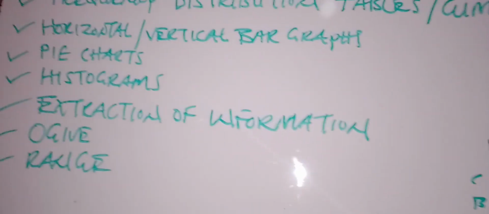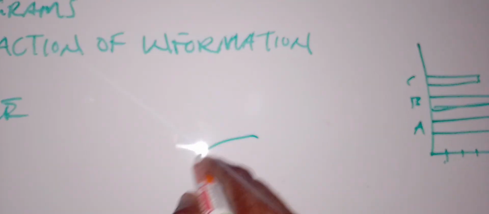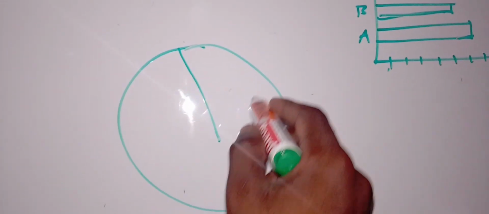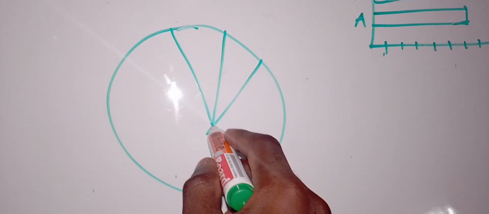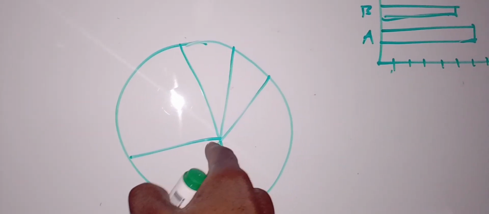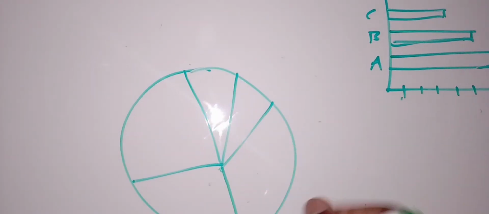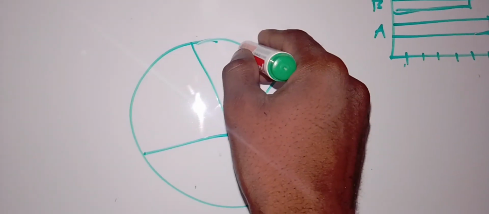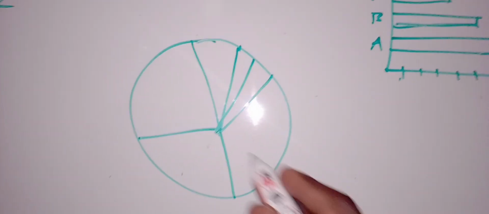And then the pie charts. It is a circle like that, a pie, and you are distributing the data, even the percentage, showing how the data is distributed and which portion has the most percentage. It is dividing the percentage, mostly out of 100%, the pie chart.